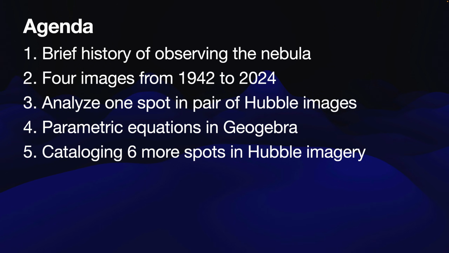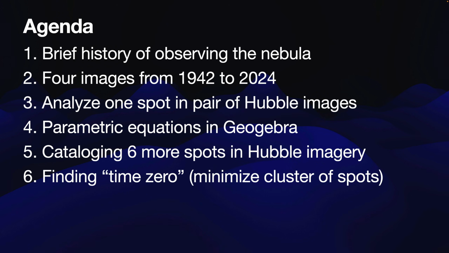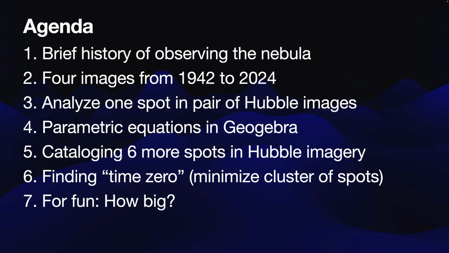And then we're going to catalog 6 more spots for a total of 7 spots in the original images and put them all in Geogebra. So once they're in Geogebra, we're going to wind back the clock to see if we could figure out the origin of the Crab Nebula. And then just for fun, we'll take a look at how big the Crab Nebula is.